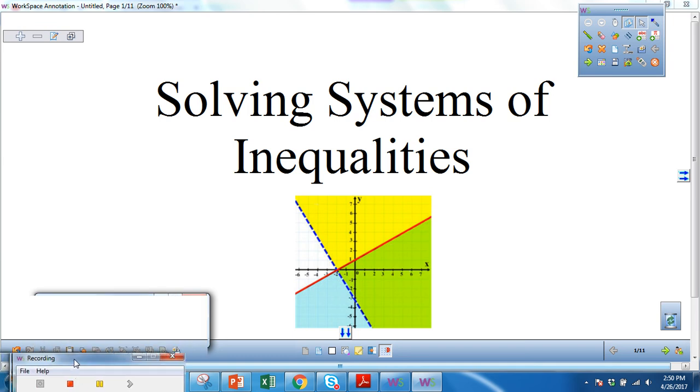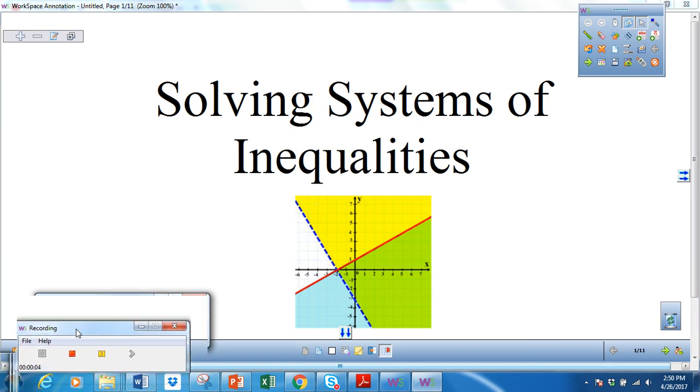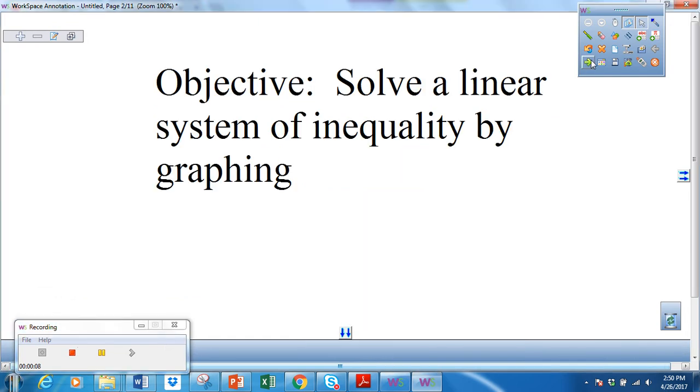Good morning. This morning we're going to look at solving a system of inequalities. That's our objective for today. We're on page 15A in your packet, so turn to page 15A. We're going to start off by just graphing a linear inequality, and then in the next video we're actually going to graph a system of linear inequalities, but we're going to start by reviewing graphing a linear inequality.